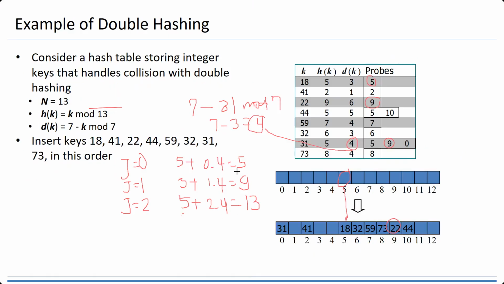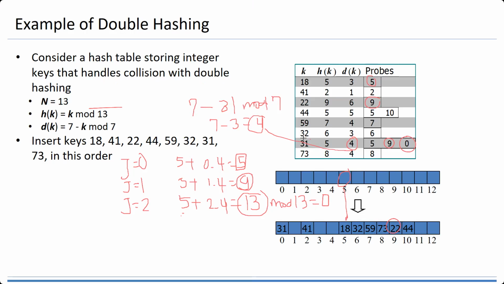So actually, if you do this one, this is 5 mod 13. 5 mod 13 is 5. 9 mod 13 is 9. 13 mod 13, it is 0. So we consider 0.